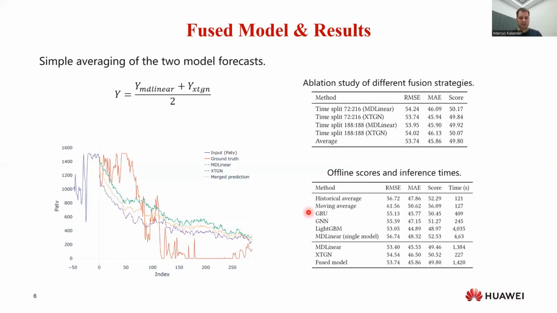Finally, this table here shows some scores on offline testing data with some initial baselines and the two baselines provided by the organizers. Here we also have included the LightGBM model I mentioned before, and as you can see here, it actually has a better score on the offline data compared to the fused model. We also include a version of the MD linear model where we do not use the four models strategy that you train on different forecast horizons, but simply use a single model. And as you can see here, the score is actually much worse than the MD linear model that we used in our fusion.